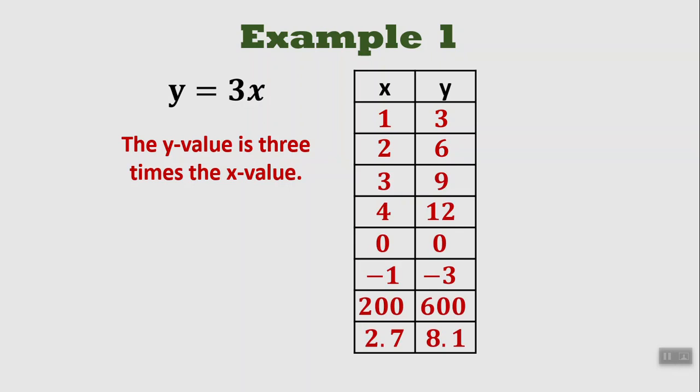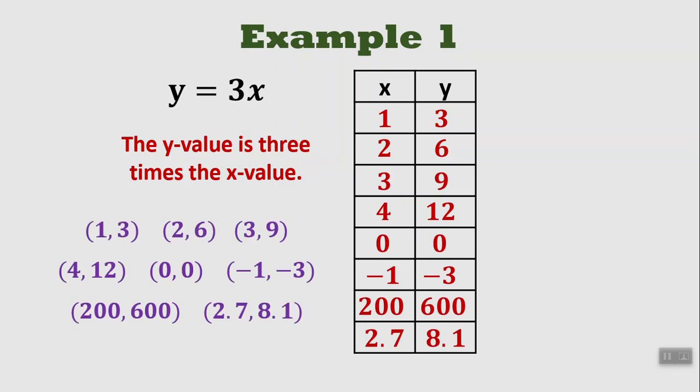So we've listed some solutions to this equation in a table called a table of values, but we know that this is just another way of writing the ordered pairs that represent the solutions to this equation. Here they are written as ordered pairs.